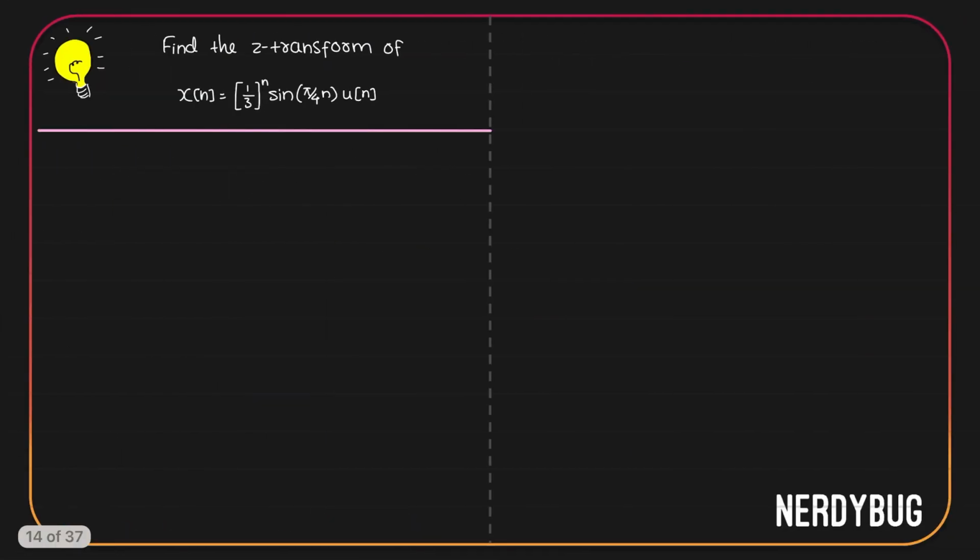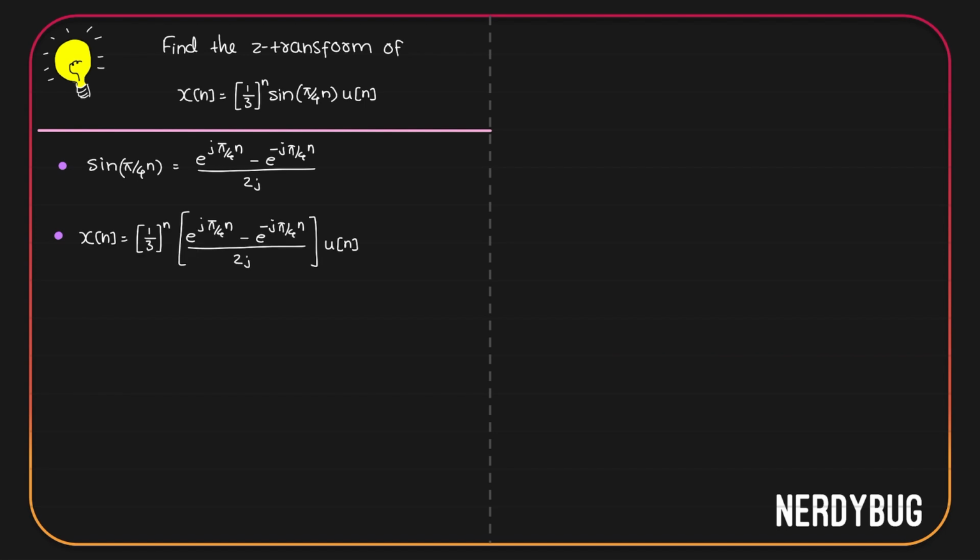Let us solve another problem. We have to find the z transform of x(n), which is (1/3)^n sin(pi/4 n) u(n). First, let's use Euler's formula to write sin(pi/4 n) in this form: (e^(j pi/4 n) minus e^(-j pi/4 n)) divided by 2j. If we do that, then we can write x(n) in this form.